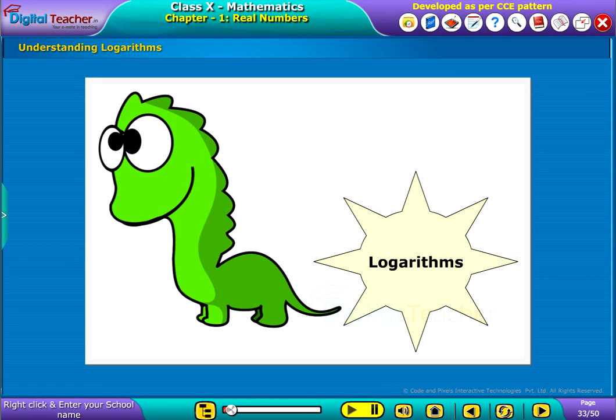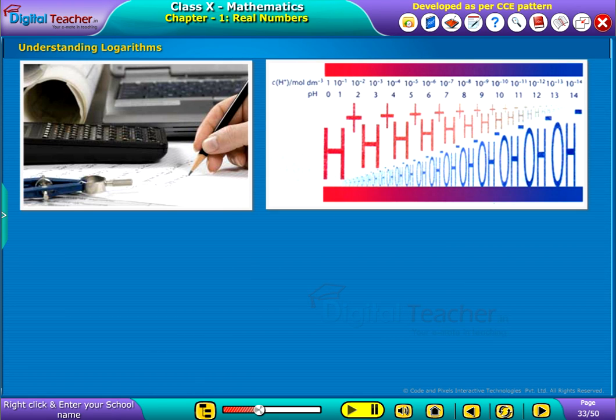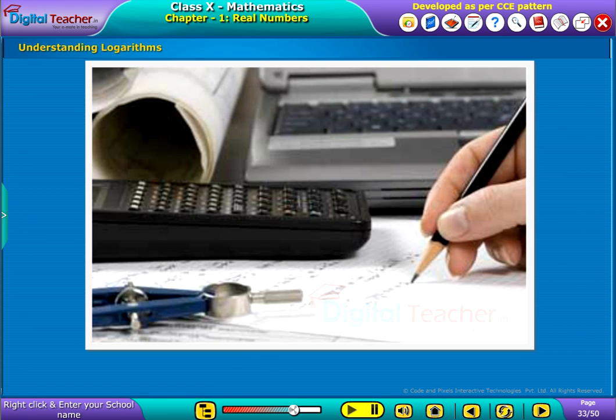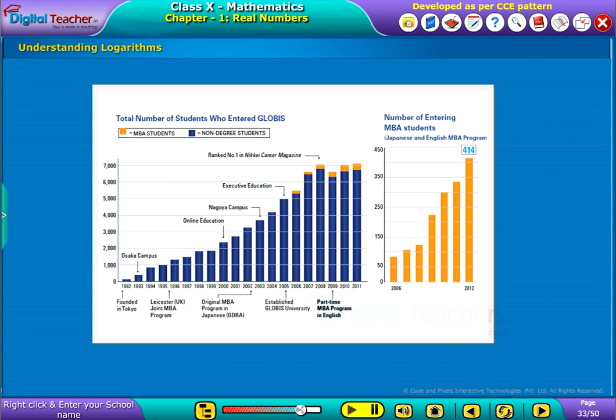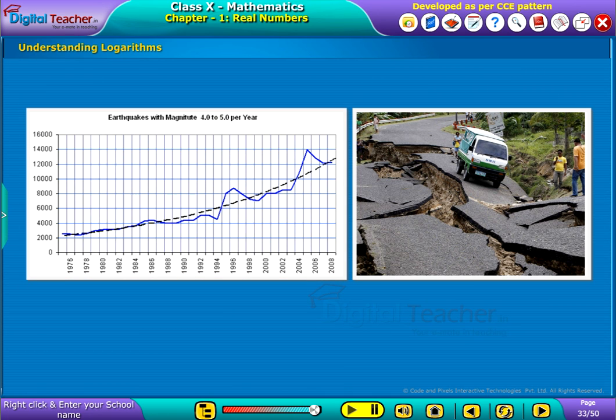Let us know how logarithms are used in real life. Usage of logarithms is in calculations of engineering, science, business, economics, and also in calculating compound interest. Logarithms are used for all sorts of calculations in engineering, exponential growth and decay, pH value in chemistry, measurement of the magnitude of earthquakes, etc.